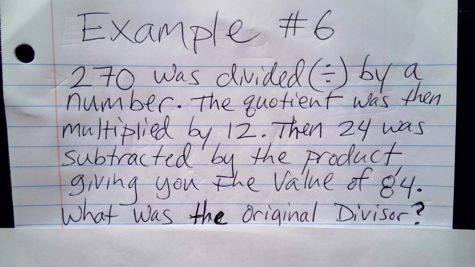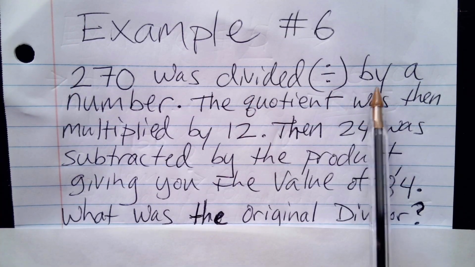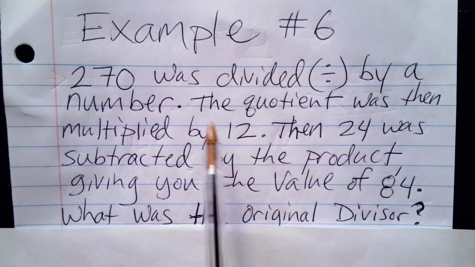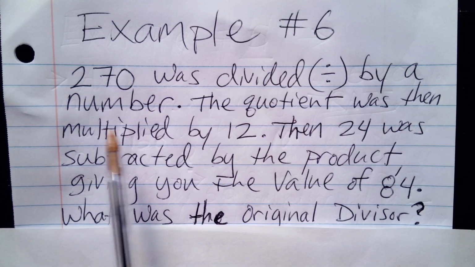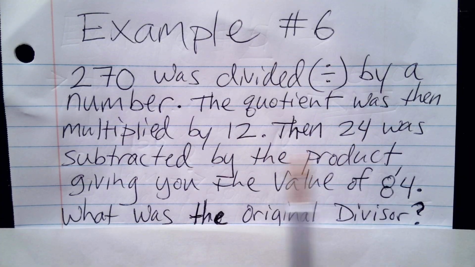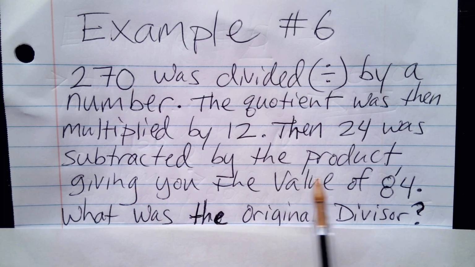So here in example number 6, 270 was divided by a number. You don't know what that number is. That's a variable. The quotient was then multiplied by 12. Then 24 was subtracted by the product, giving you the value of 84. What was the original divisor? So what was the original number that divided into 270?